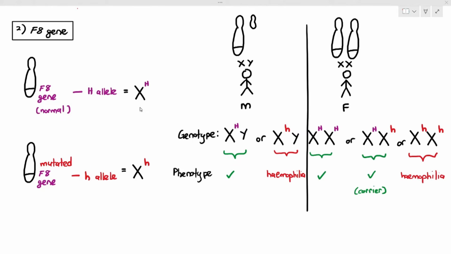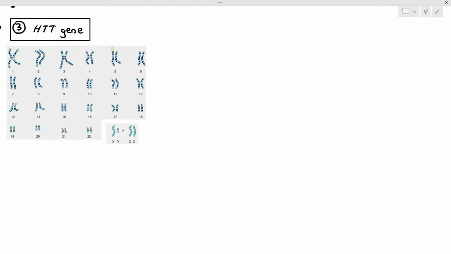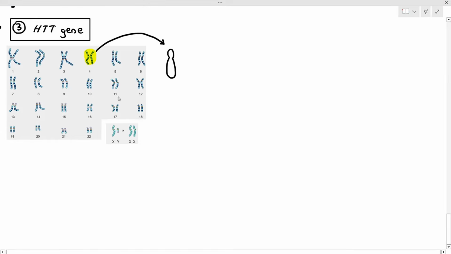Okay, now what we are going to be looking at is the third gene, which is known as the HTT gene. Now the HTT gene is located on chromosome number 4, which I've highlighted over there. You don't need to know on which chromosome the gene is located. I'm just putting it as an extra bit of information here.